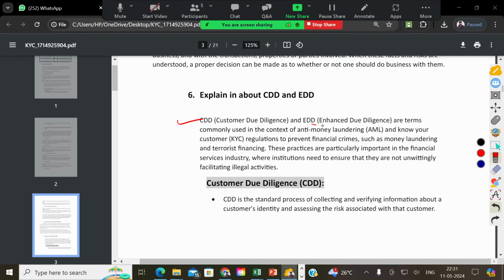Right. So these practices are particularly important in the financial service industry, where institutions need to ensure that they are not unwittingly facilitating illegal activities. Sometimes an organization has no involvement, but someone has opened an account with them, and then that activity started. So basically, they are responsible for it. See, banks are responsible for everything, and it is their responsibility to cross verify everything before offering service to anyone.